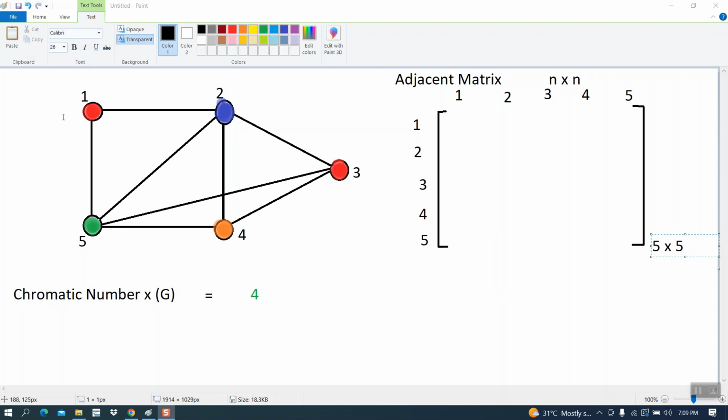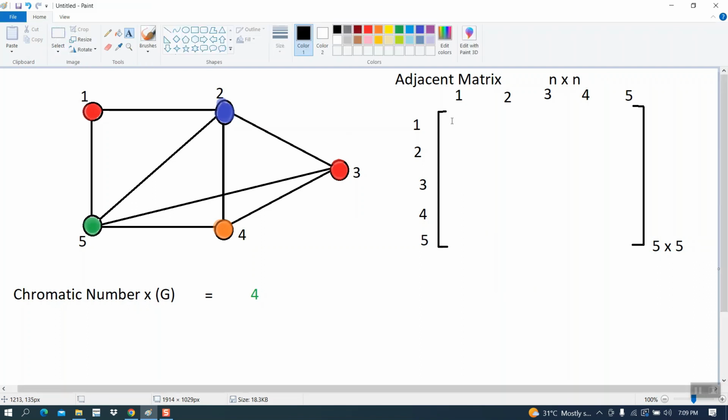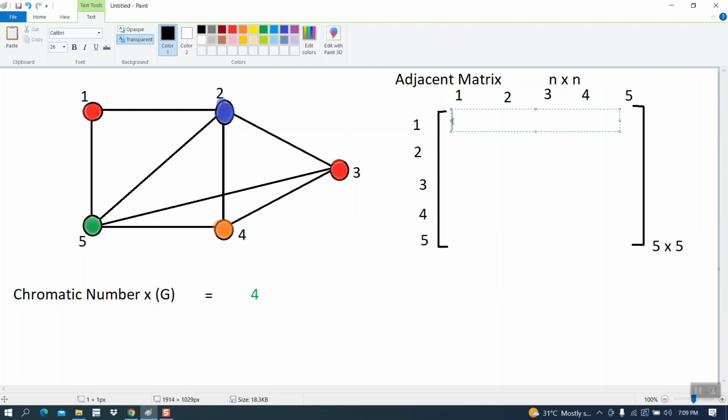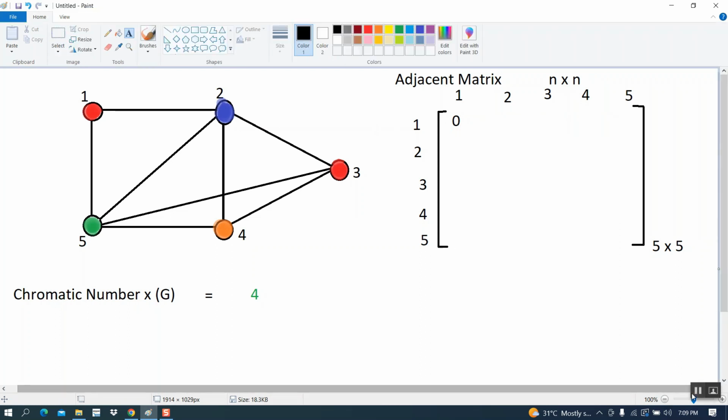When we focus on number 1 vertex, this number 1 does not contain any loops. Loops means a vertex reaches itself. So we put 0 here. 1 to 1 cannot reach, so we put 0. For all the vertices, they do not have any loops, so the diagonal will be 0.